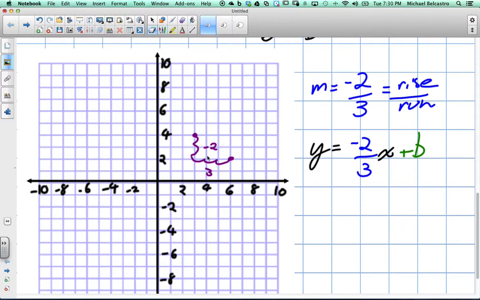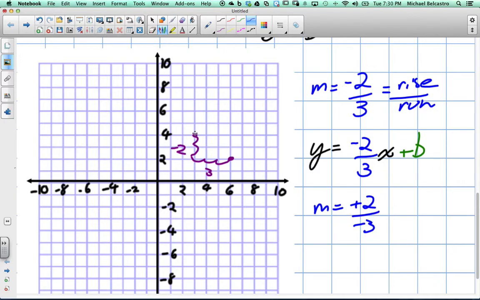Once I can connect 2 dots, I have it. But that's not helping me find a y-intercept. What would be the opposite of this? I could also rewrite this as positive 2 over negative 3. It still is a negative value.